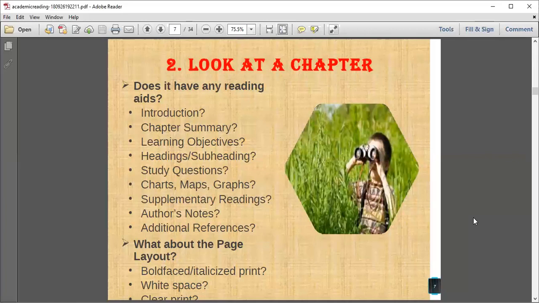And what about the page layout? You have to look at that as well. You have to look out for the bold-faced or italicized print, the white space, the clear print.